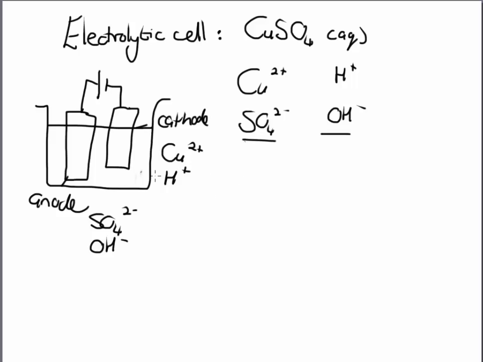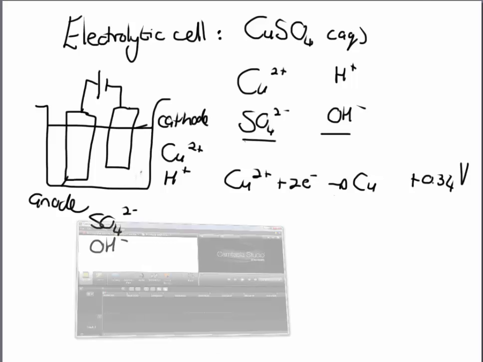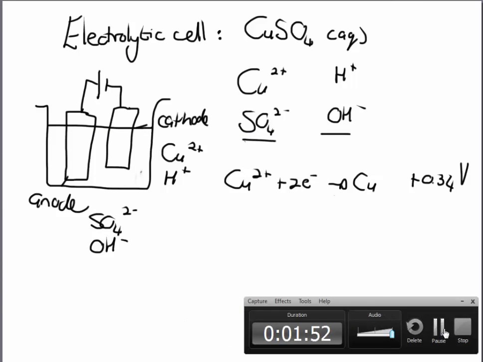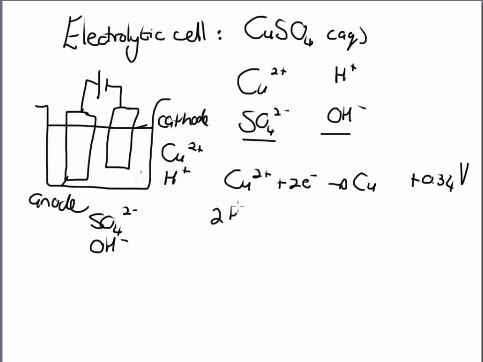So when we look at these ions, we can identify our half reactions. For copper, Cu2+ plus 2 electrons will form Cu, and here our reduction potential has a value of 0.34 volt. Then if we look at hydrogen, this is going to be our half reaction for hydrogen. 2H2O plus 2 electrons will form H2 plus 2OH-. It has a value of negative 0.83 volts.